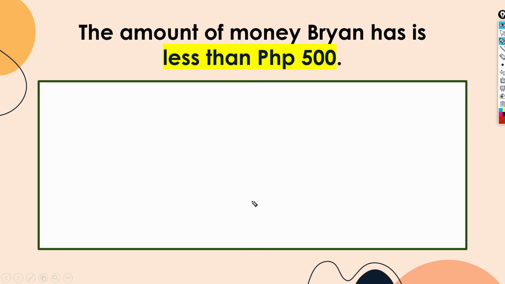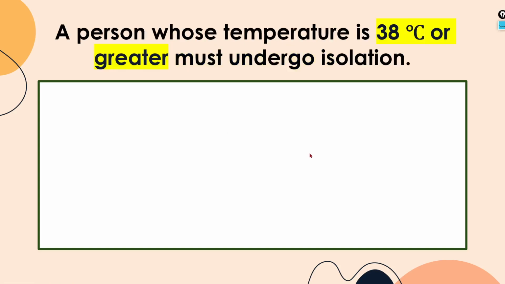Diba? Dali lang. Next. A person whose temperature is 38 degrees Celsius or greater must undergo isolation. Okay? Pause muna, hit play when you have an answer. Right. So, meron ka na dapat sagot. Temperature, let's say we call the temperature T. Yan. Dapat daw 38 degrees or greater yung temperature to undergo isolation.